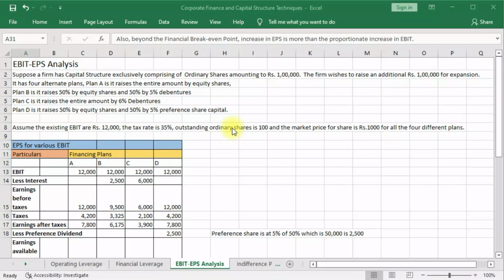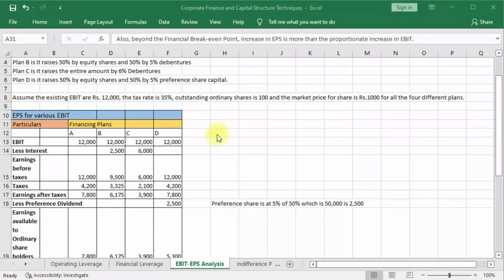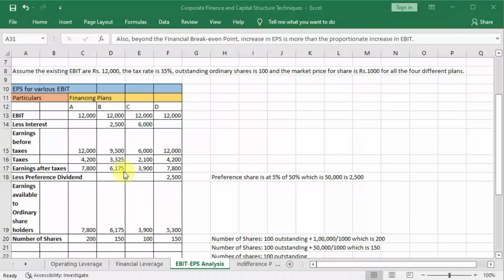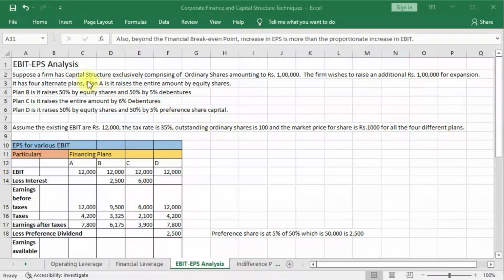So we will see what the different parameters are for EPS. Ultimately, we have to find out the earnings per share for all four plans. The first plan is entirely equity. How much is it going to raise? It is going to raise 100,000 rupees.